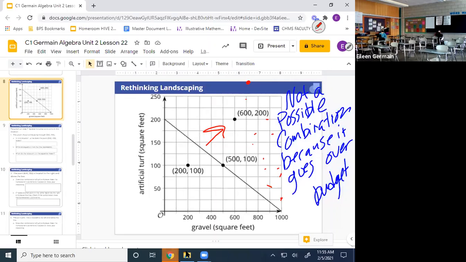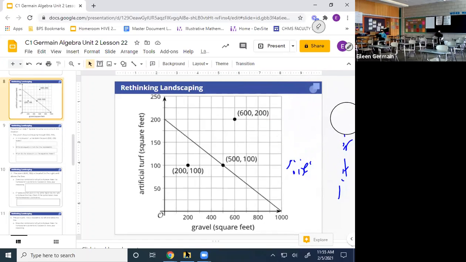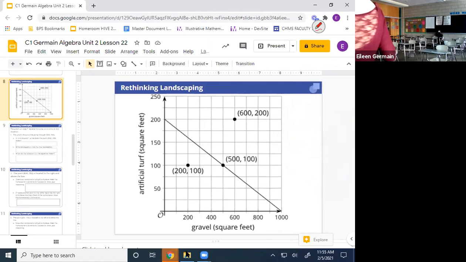Good. So now let's think about this last constraint here. We're going to look at slide number 11. Now we're going to be looking at this point 200 comma 100, and we're going to be making a decision. Because like I said, this lady was like, okay, I have $3,000 I can spend, but I might not want to spend all of it this time. She made a decision. She said, maybe I don't want to spend all of my money.